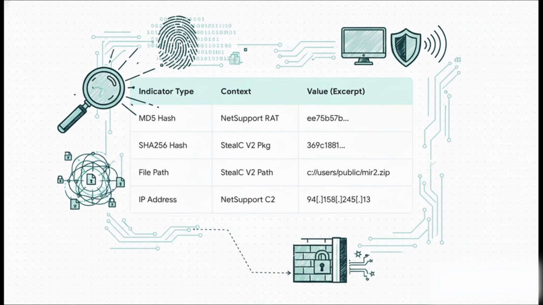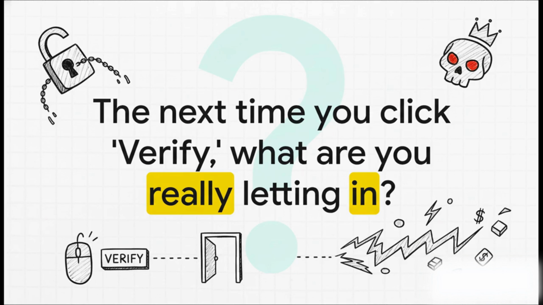These are the digital fingerprints the attackers leave behind: file hashes, IP addresses, file paths. Your security teams use this kind of data, these indicators of compromise, to hunt for threats inside the network and shut them down fast. So we end up right back where we started. That simple, everyday click to prove you're human. It turns out there's a lot more riding on it than we think.